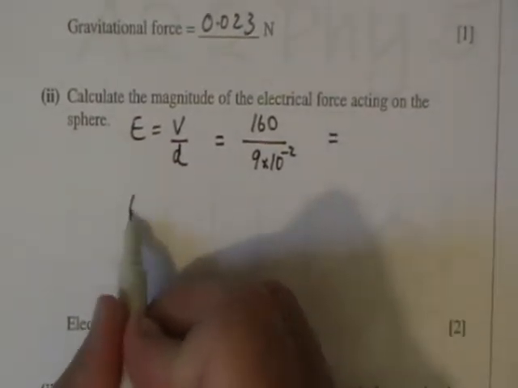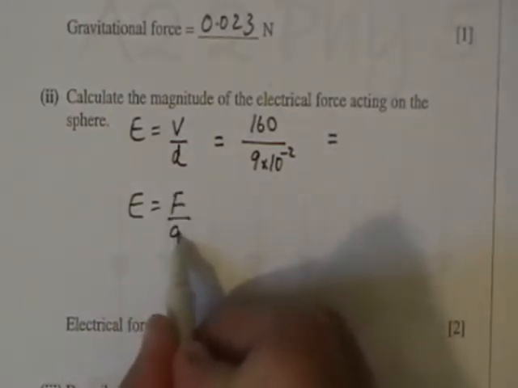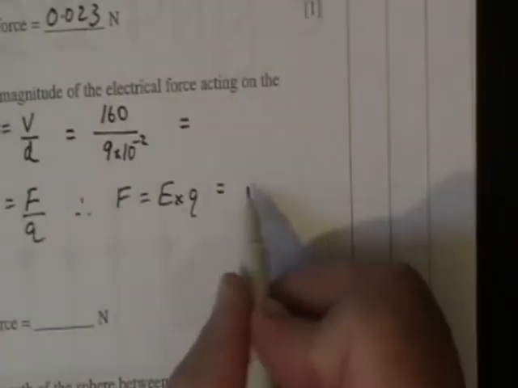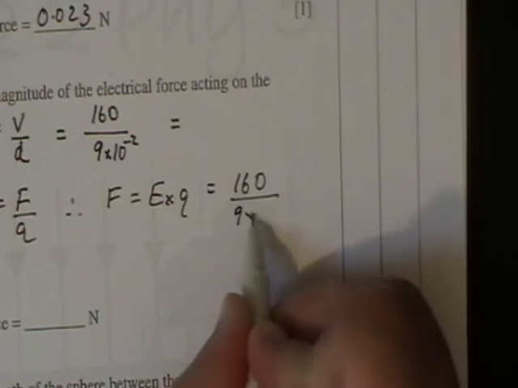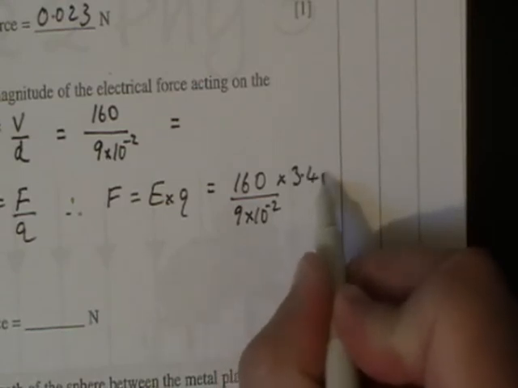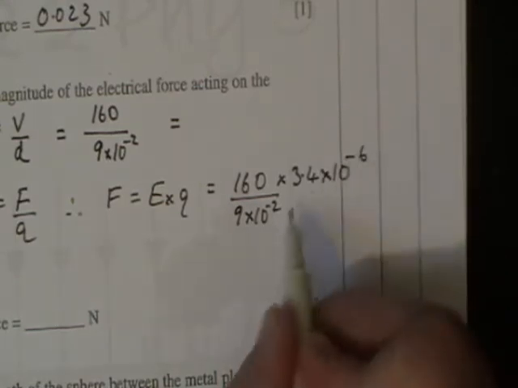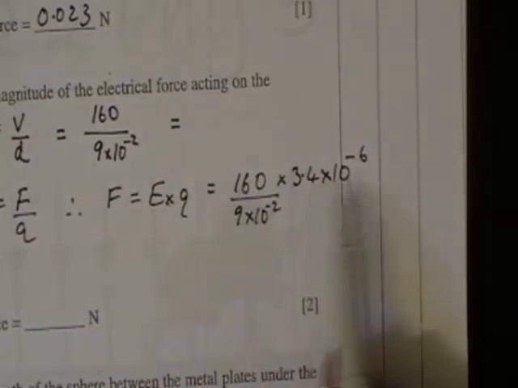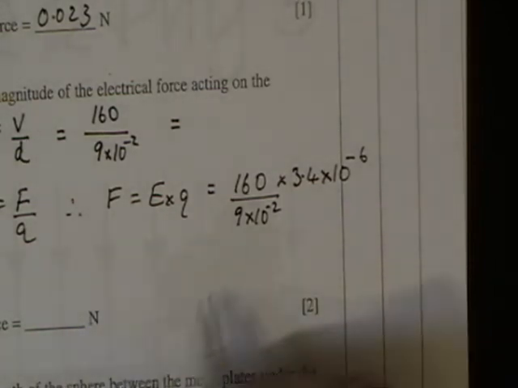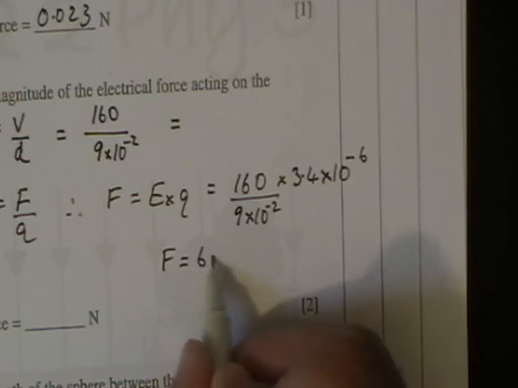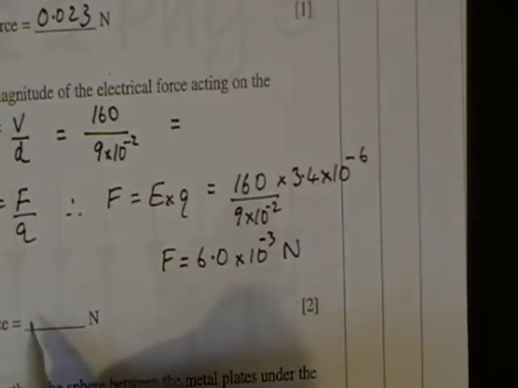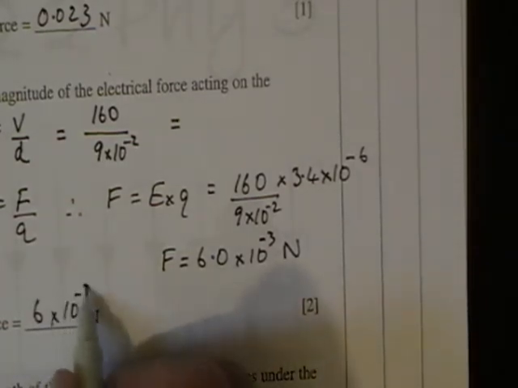We also know that E is equal to F over Q, therefore F, the force, is equal to E times Q. So that means it's equal to 160 over 9 times 10 to the minus 2 times, and the charge was 3.4 microcoulombs, so 3.4 times 10 to the minus 6. So it's 160 times that 3.4 times 10 to the minus 6 divided by 9 times 10 to the minus 2. Fill in those values and we get a value F equal to 6.0 times 10 to the minus 3 newtons. So 6 times 10 to the minus 3 newtons.